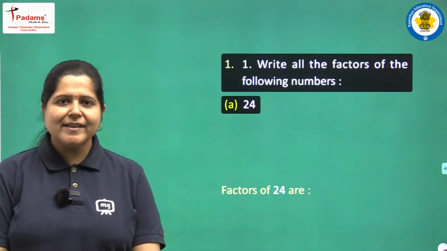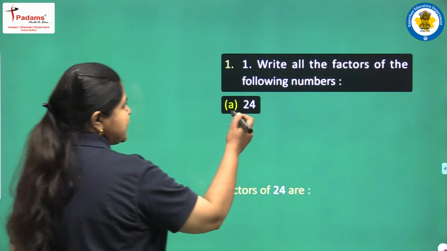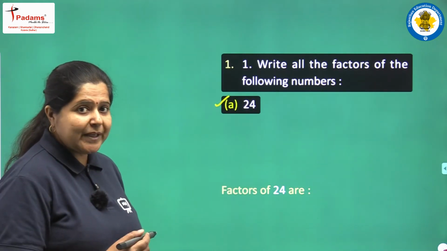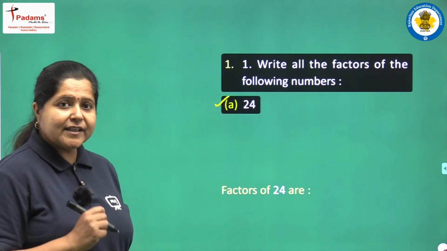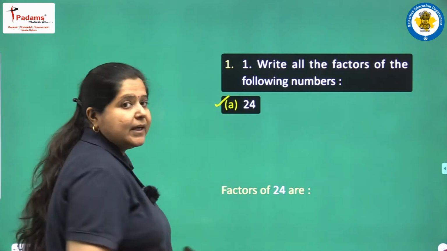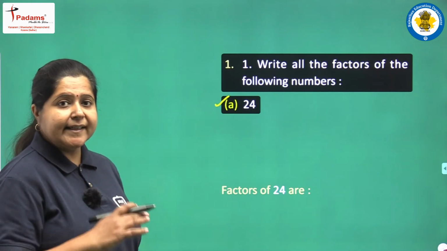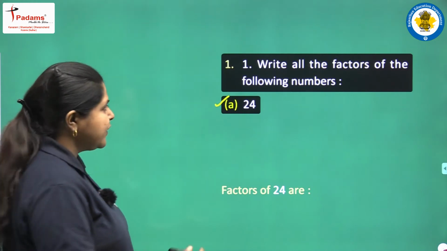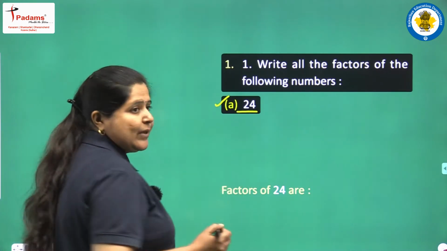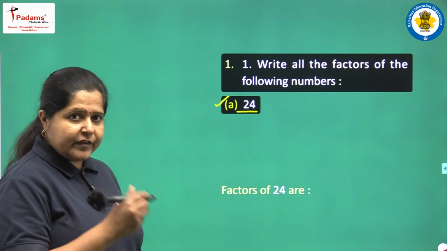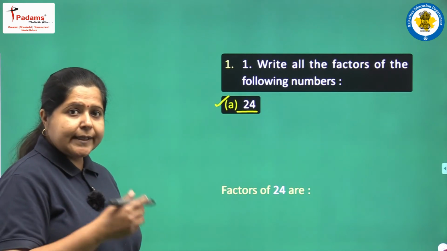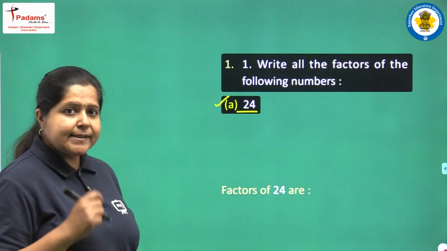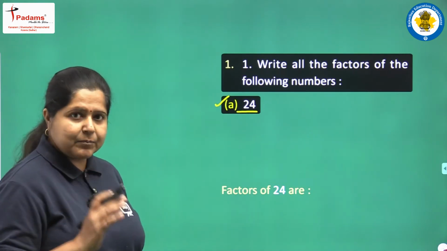The first question is, write all the factors of the following numbers. The first one is 24. Now what do you mean by a factor? A factor is a number that divides the given number completely, exactly, leaving no remainder, or the remainder should be 0. Here also we will be looking for numbers which divide 24 completely. We will be checking each number separately, 1, then 2, then 3, then 4, in such a way that we get numbers which divide 24 completely.